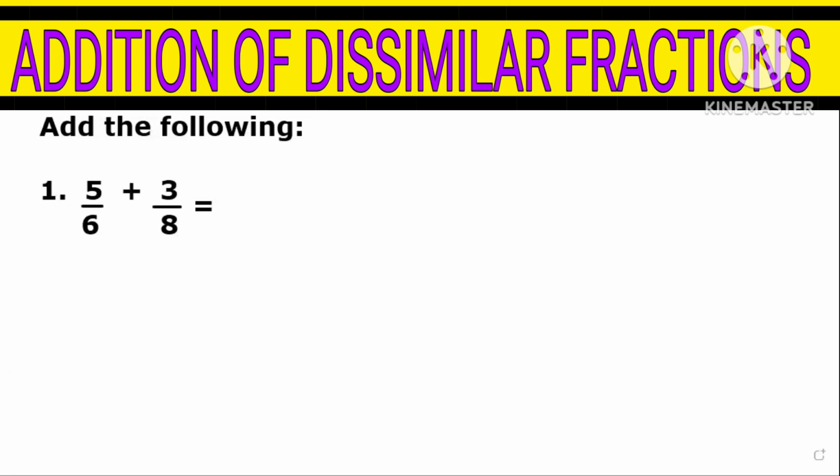Okay, how do we add fractions having different denominators? Let us consider the following problem. Add the following. Number 1, 5/6 plus 3/8. Now, what is the first step? The first step is to find the LCM or the least common multiple. Paano natin kukunin yon? By writing the multiples of our denominators. So our denominators are 6 and 8.